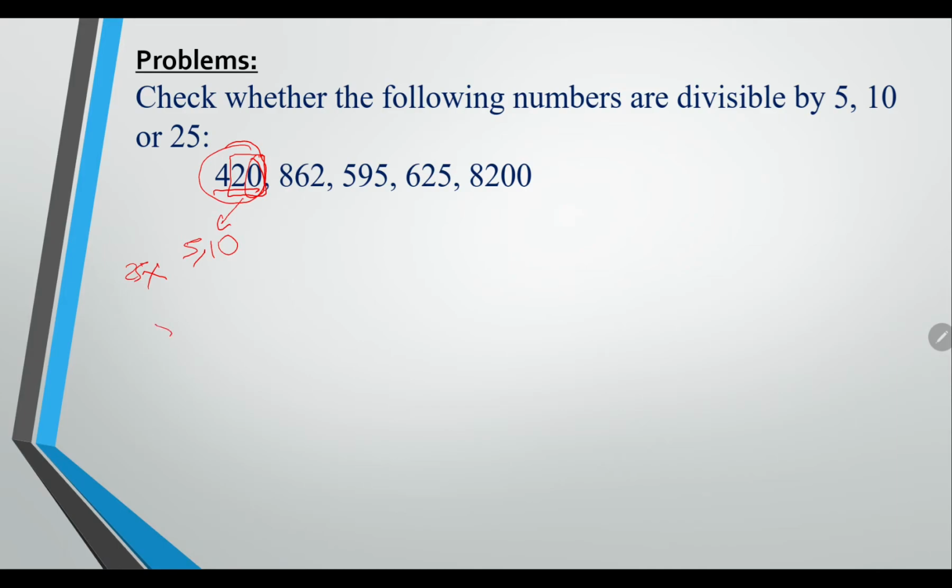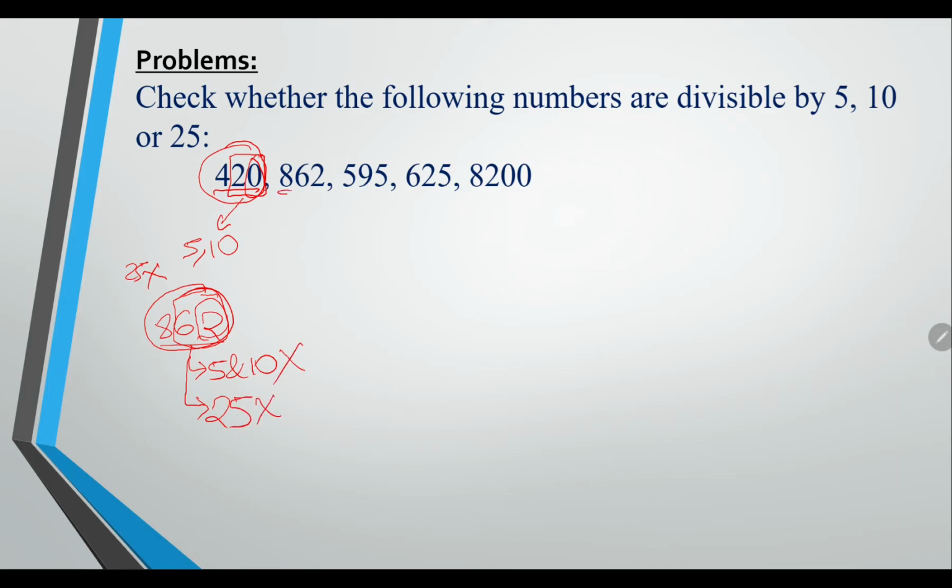Next, we consider the number 862. Its unit digit is 2, so therefore 5 and 10 can't divide this number, as its unit digit is 2. Next, we consider 25. As per the divisibility rule of 25, we have to consider the last two digits, which is 62. 62 is not divisible by 25. So therefore, 862 is not divisible by 25 as well.